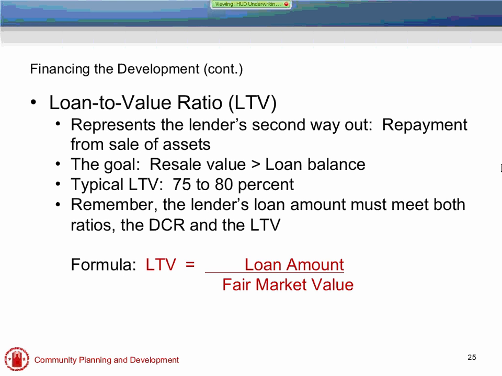So typical loan-to-value ratios are 75 to 80%. 80% is probably a little bit high, and again, it's going to depend on the marketplace, the way that the economy is doing, and how conservative the lender is being. So keeping in mind that the lender's loan amount has to meet both debt coverage ratio and loan-to-value, the formula for loan-to-value is our loan amount divided by our fair market value.